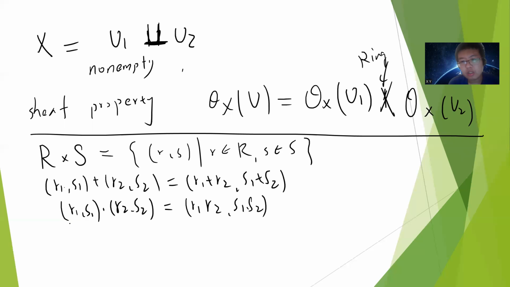The identity element for addition is (0, 0), which is the zero element. This immediately tells you that R cross S is not an integral domain.